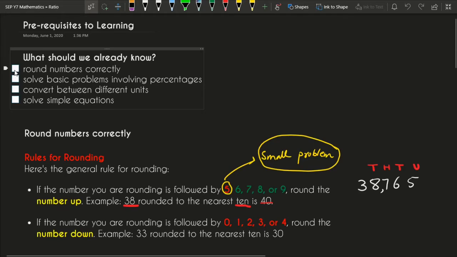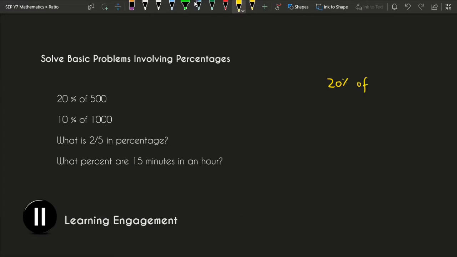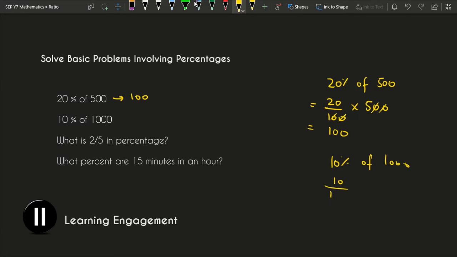We have achieved our first objective of rounding numbers correctly. Let's move on to solving basic problems involving percentages. 20% of 500. 20% can be written as 20 by 100 multiplied by 500. Cancelling out the zeros, we are left with 20 into 5. That becomes 100. Next, 10% of 1000. 10% can be written as 10 by 100 multiplied by 1000. Cancelling out the zeros, we are again left with 100.